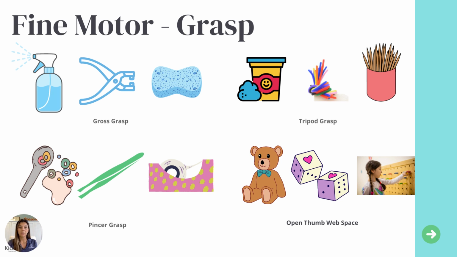So our next area that we need to be looking at and that we often work on in clinic is our grasp. So we have our gross grasp, tripod grasp, pincer grasp, and our open thumb web space.